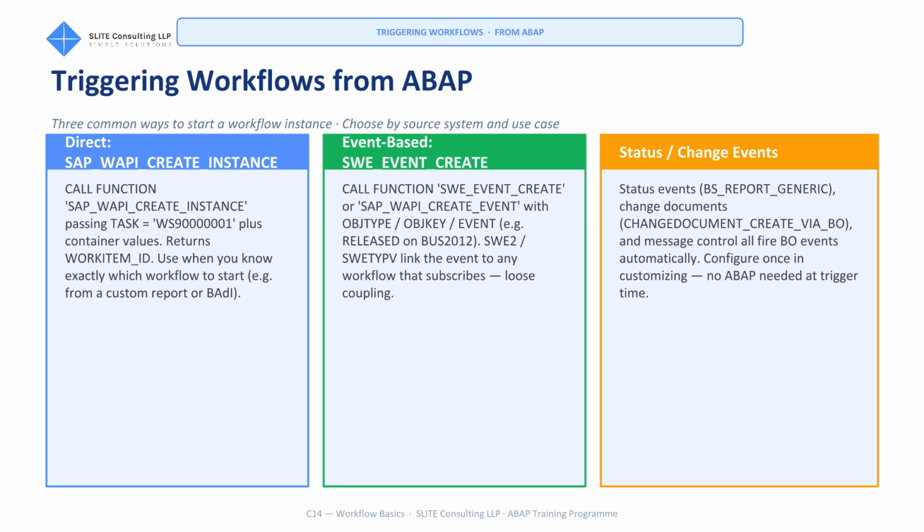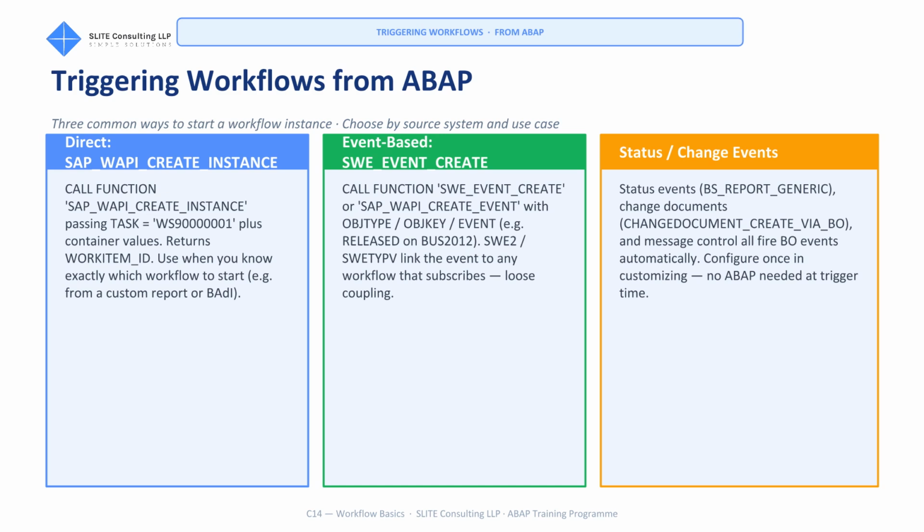The event-based method uses SWE_EVENT_CREATE or SAP_WAPI_CREATE_EVENT. Raise a business object event such as released on BUS2012 with the object key. SAP automatically starts every workflow that subscribes to that event through SWE2 or SWDD. This decouples your code from the workflow definition. Adding a new workflow for the same event needs no code change.